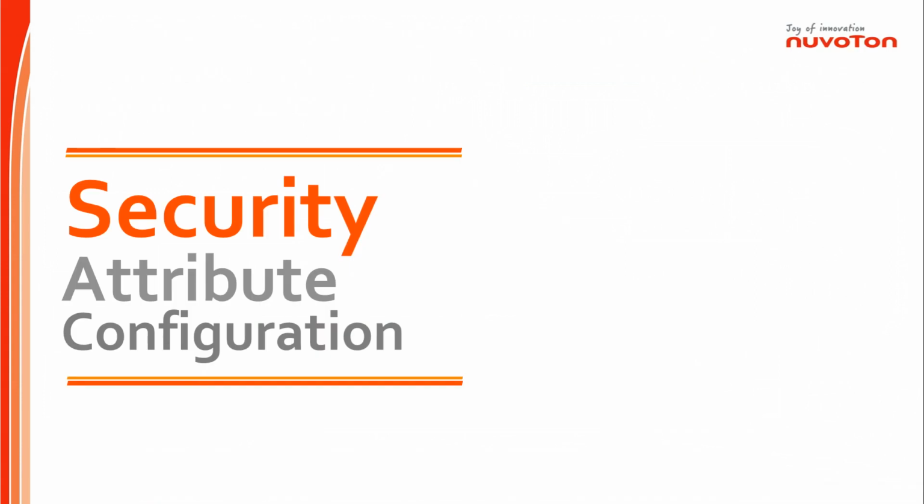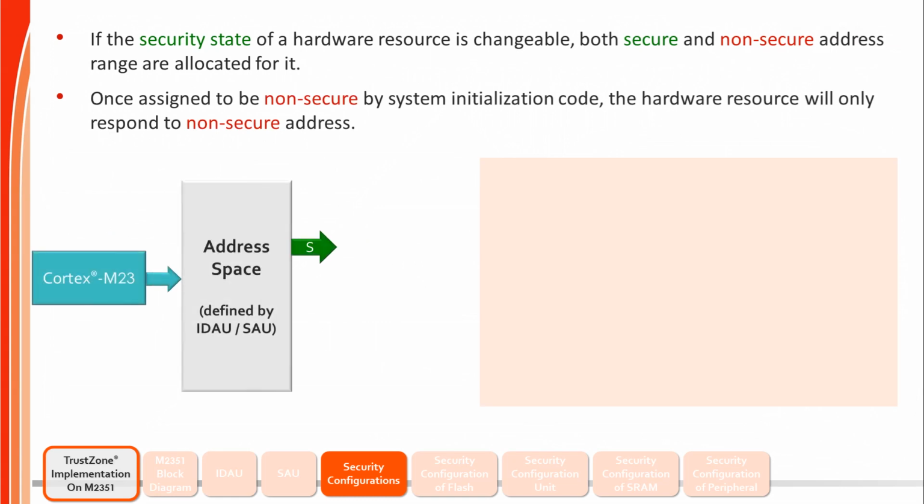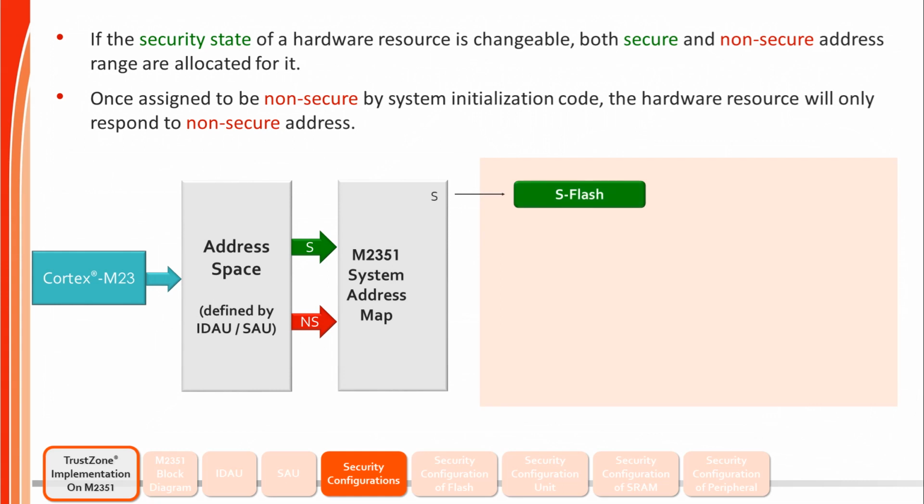The address partition is completed by IDAU and SAU together. After that, the processor knows which memory areas are secure and which areas are non-secure. For the M2351, all the memory and peripherals are secure after power on or reset.